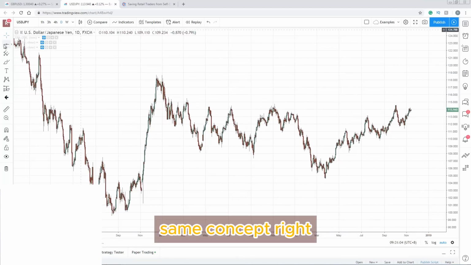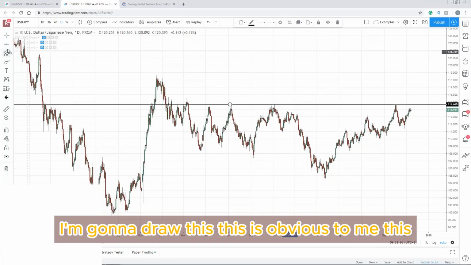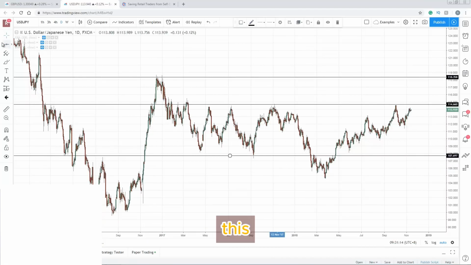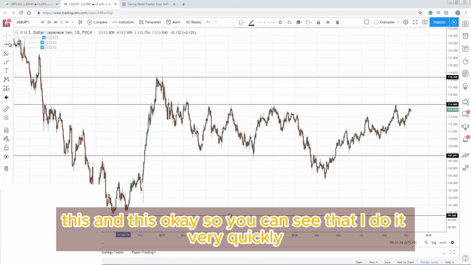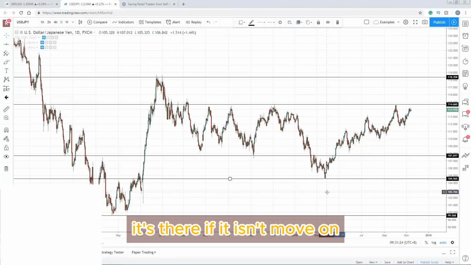So dollar yen, same concept, right? Zoom out already. Draw the most obvious levels. I'm going to draw this. This is obvious to me. This, and this. Okay, so you can see that I do it very quickly. I just draw the most obvious levels. If it's there, it's there. If it isn't, move on.